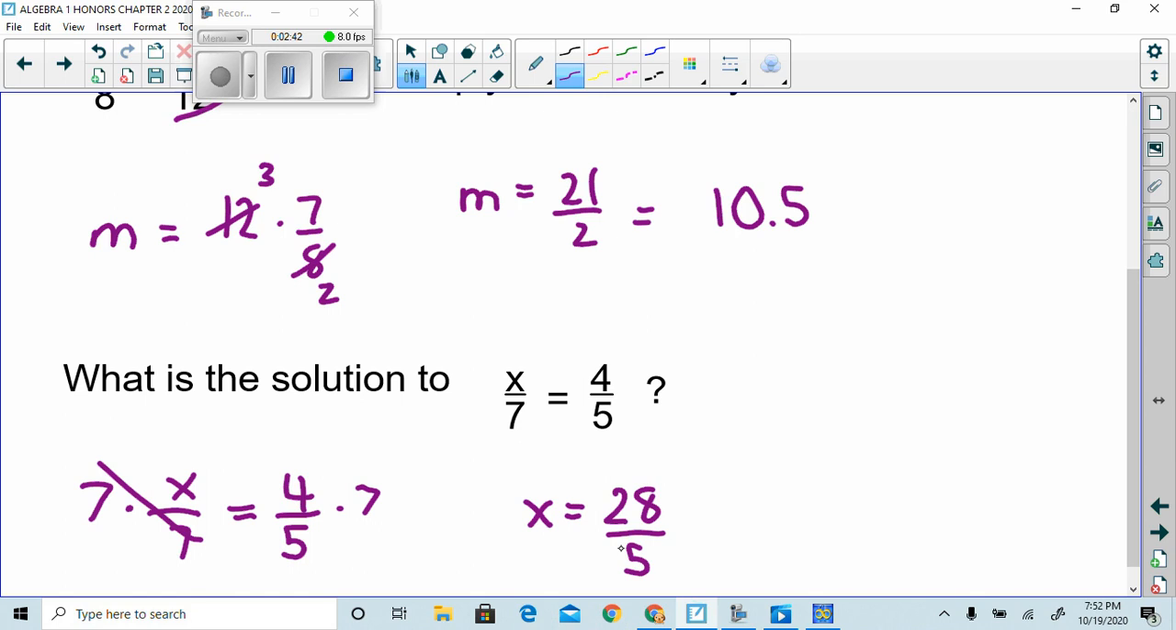I'm going to convert this to a decimal. That's what they've been looking for in these. So that will be 5 times 5 is 25, and then we have 3 left, so that's 3/5, which is 6/10. So there we have an example or two of our multiplication property to solve a proportion.